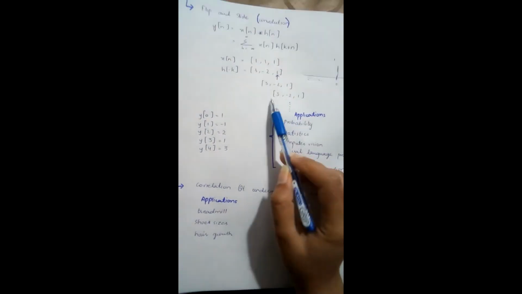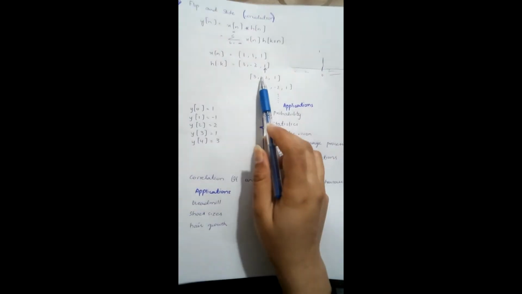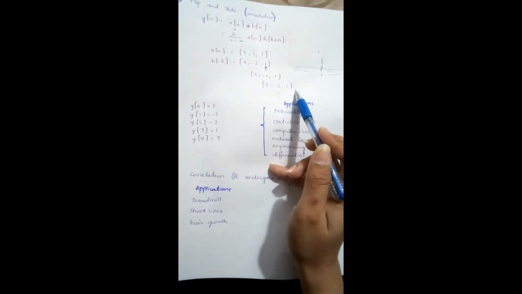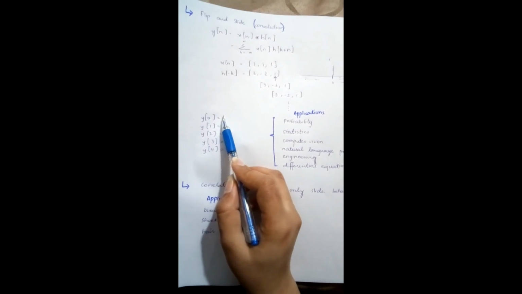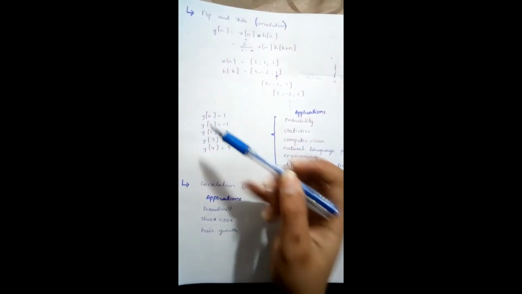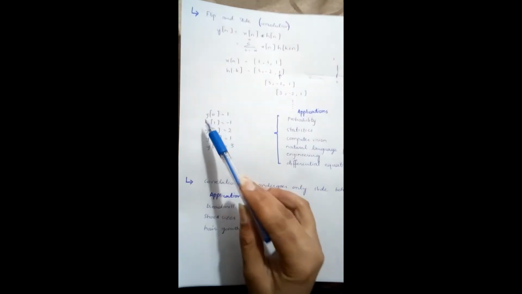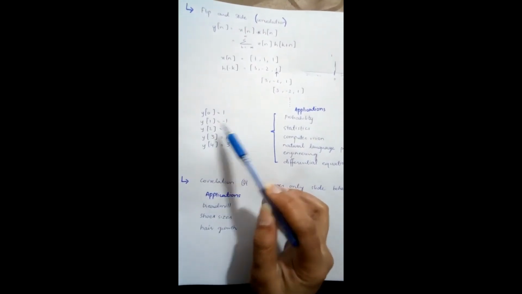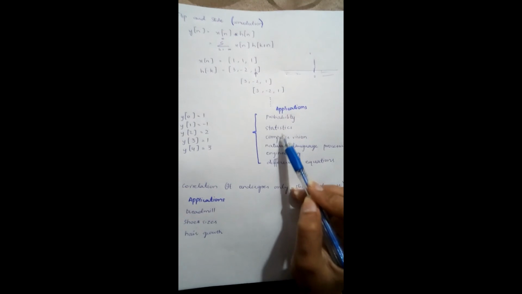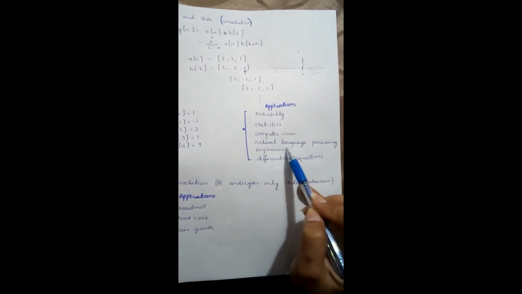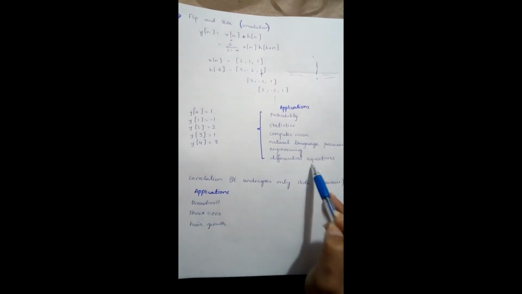Here is this value, and the positive values and the negative values. But if we shift this signal by some indexes, it will create different signals like this. So y of 0 is equal to 1. When we put different values in this equation, it will create an output like y of 0 is equal to 1, y of 1 is equal to minus 1, y of 2 is equal to 2 and so on. So the applications of convolution are probability, statistics, computer vision, natural language processing, engineering, and differential equations.